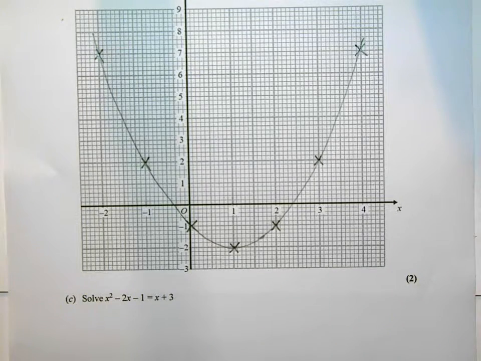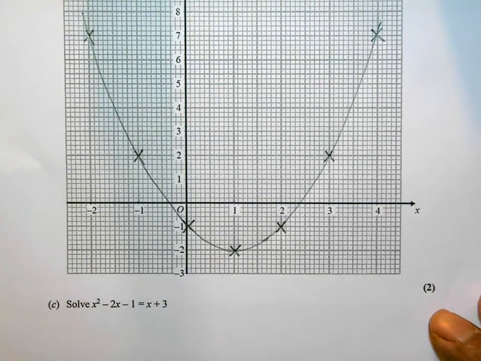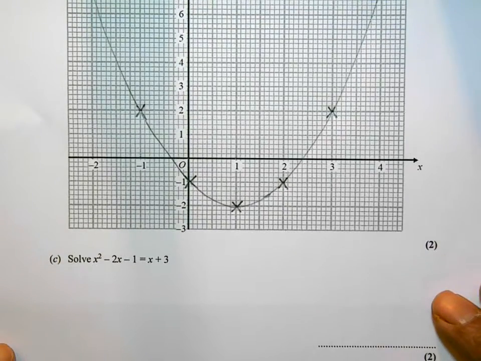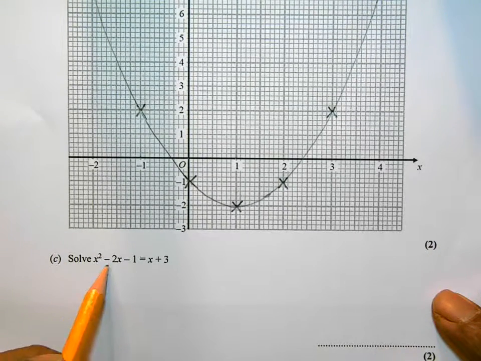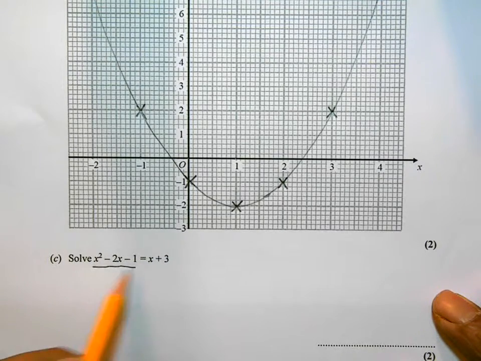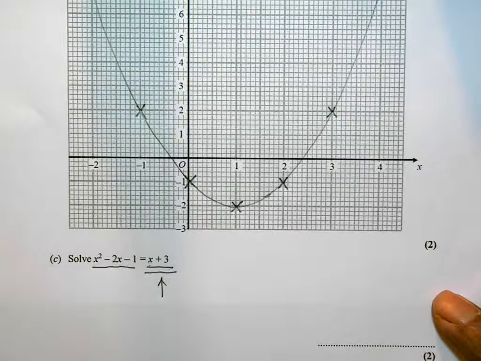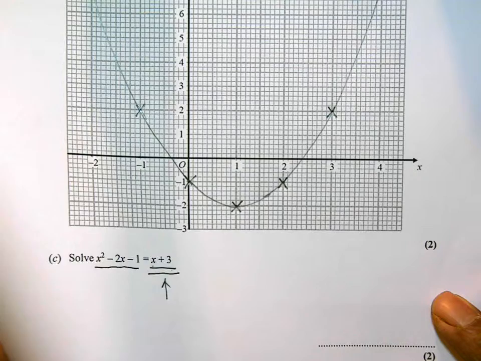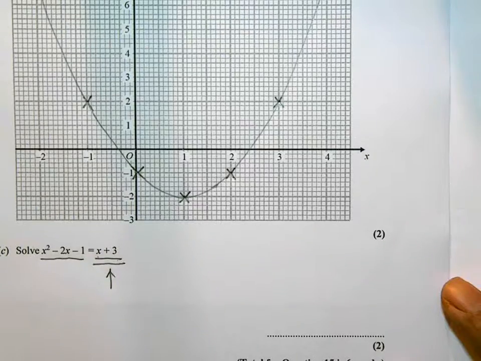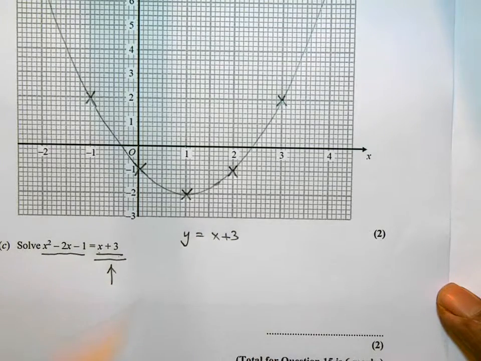Then part C asks you to do this question. Solve x squared minus 2x minus 1, which is the equation and the graph we just drew, equals x plus 3. So I need to draw this line x plus 3. Okay? Now, there's several ways we could do this. A lot of you, when you're drawing lines, are quite good at doing them with a table. So the line we're going to draw is y is equal to x plus 3. I'm going to do a little table here.